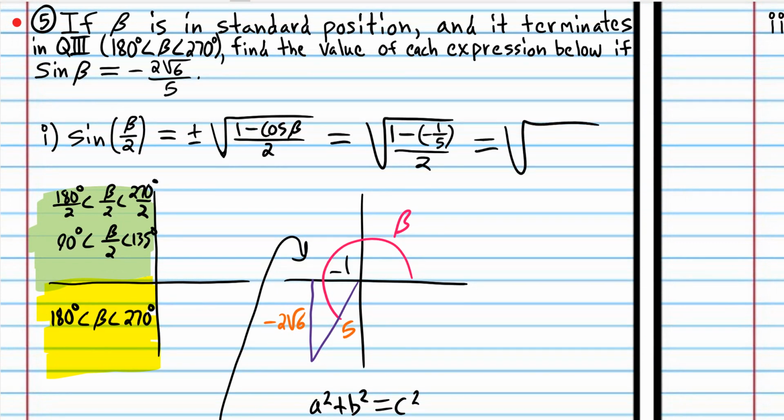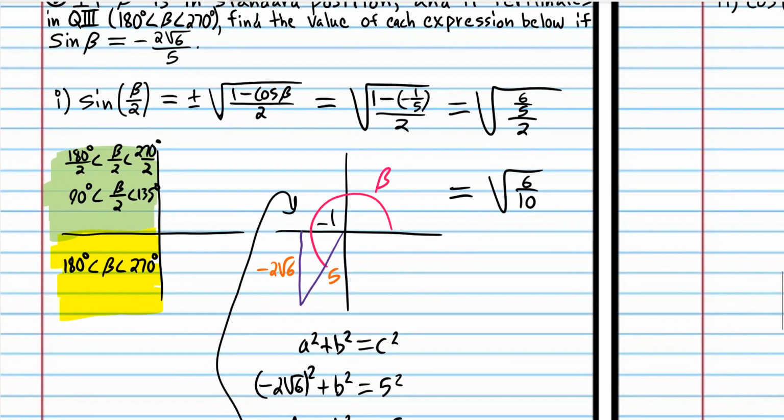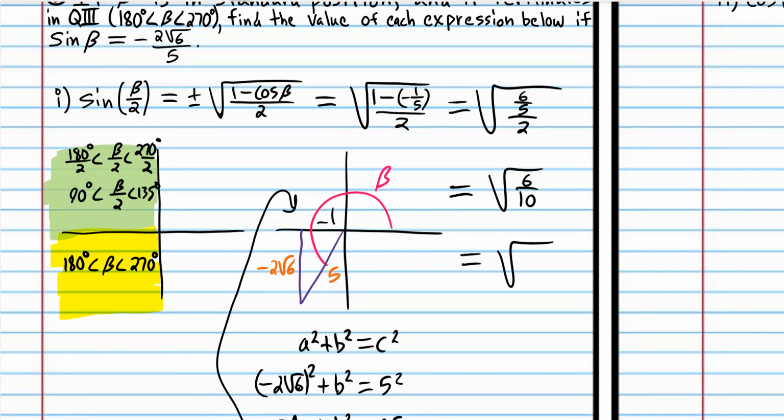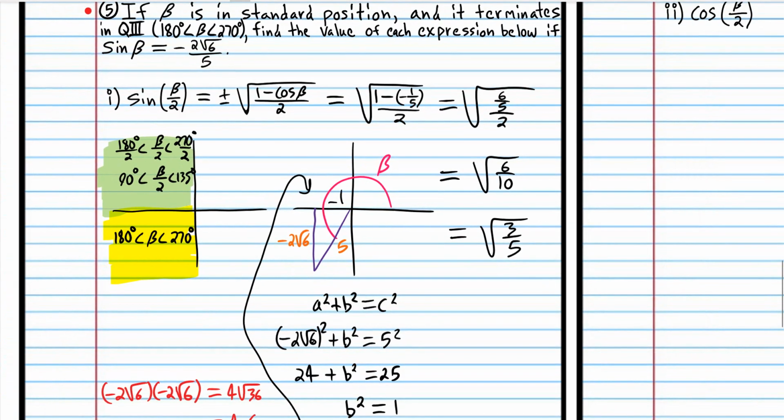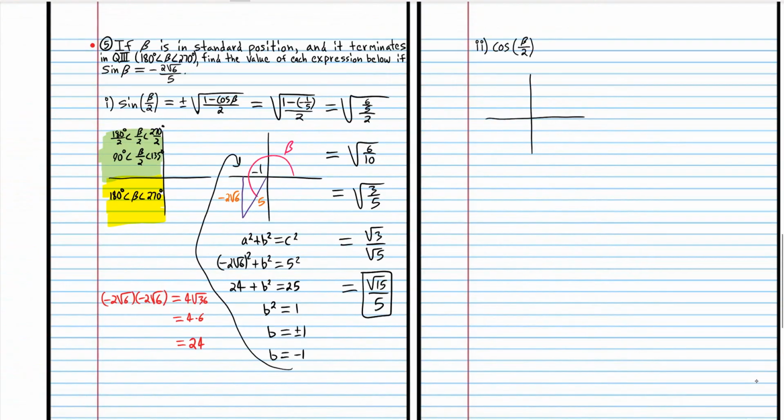So we have 1 plus 1/5, which is 6/5. Simplifying, we get 6 over 10, and that's going to be root 3 over 5. Using our root rules, we multiply both sides of the fraction by root 5, and we get root 15 over 5. So if you got that one right, excellent. We know the value of sine beta over 2.